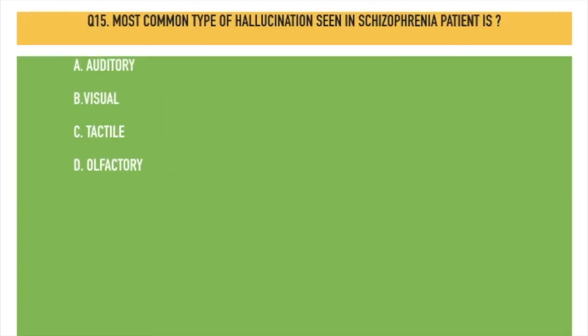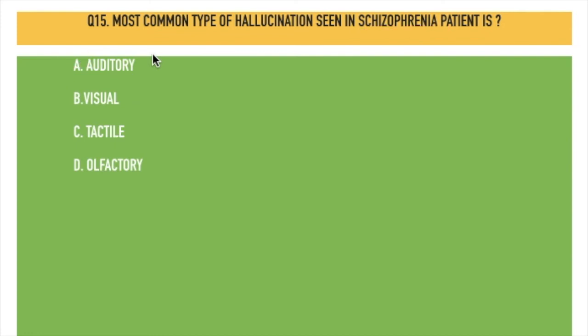Question number 15. The most common type of hallucination seen in schizophrenia patient is option A, auditory hallucination, option B, visual hallucination, option C, tactile hallucination, and option D, olfactory hallucination. The most common type of hallucination seen in schizophrenia, answer is option A, auditory hallucination. Auditory hallucination is the answer. And tactile hallucination is also seen in schizophrenia, but the most common hallucination in schizophrenia is auditory hallucination.